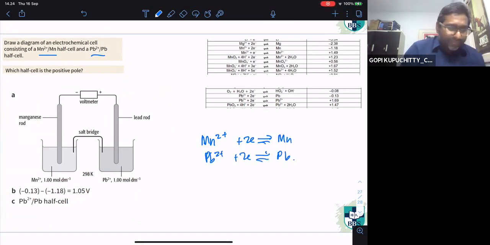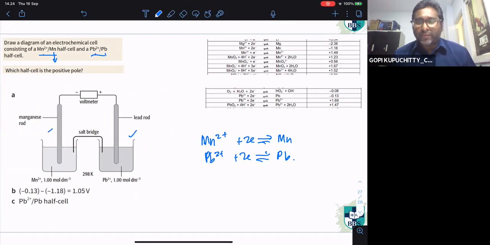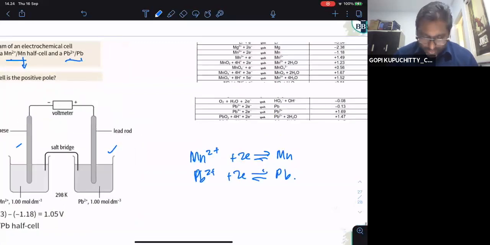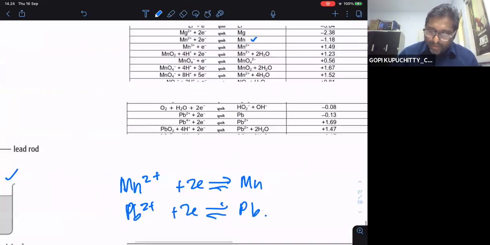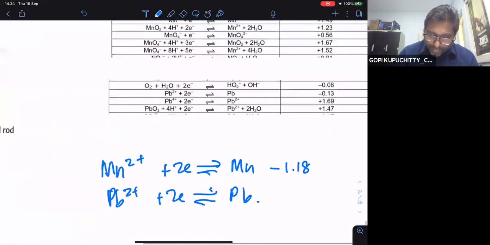So you see this is metal, metal ion, metal, metal ion. So the way you draw, it's going to be electrode and the ion. Once I do that, I just need to calculate. So you look at the data booklet, Mn2+ plus 2 electrons to give you Mn, so this is going to be negative 1.18. For Pb2+ to give you Pb, negative 0.13.